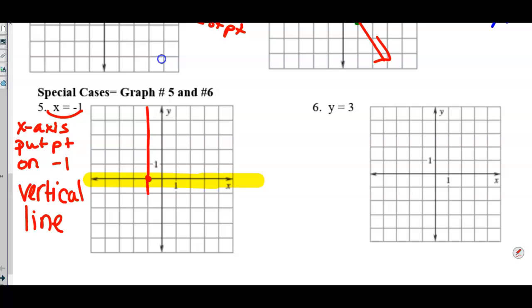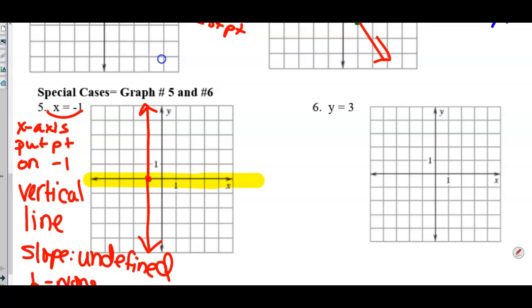What this means is, that's why it's called a special case. Our slope is actually undefined. We can't figure out the slope, and there is no b. So we would write none. It's a special case. You kind of got to memorize it or use your notes for it. Same with the next one.